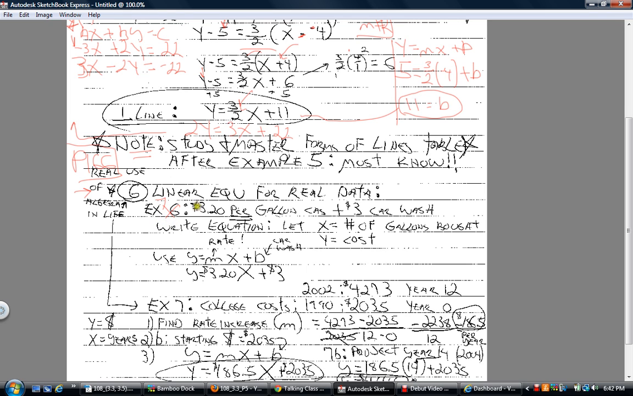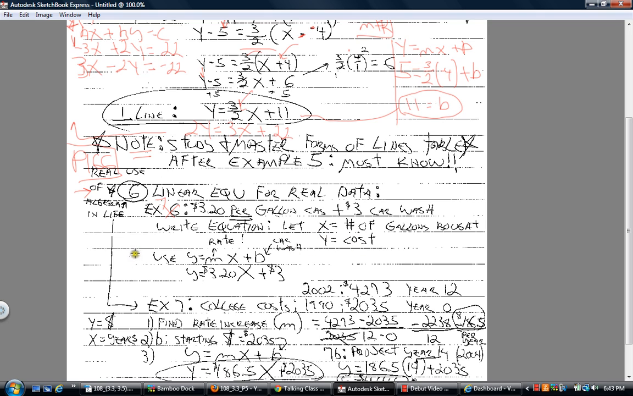What it says here real quick is, if you pay $3.20 per gallon for gas and you're going to go to a car wash, and I see lots of gas stations around here with a car wash, it's $3 per car wash. Could you write an equation to help you figure out how much money it would cost you? The idea here is to let x equal the number of gallons that you're going to buy. Y would be the cost.